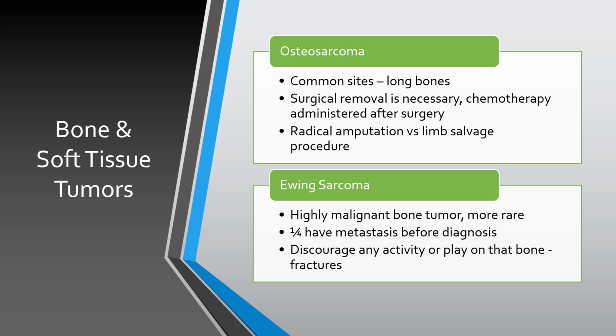Ewing sarcoma is also listed there. It's a highly malignant bone tumor, usually more rare. A fourth have metastasis before diagnosis. We want to discourage any activity or play on that bone because of increased fracture risk. I think the biggest thing with this is our teen concerns, right? Body image changes, self-esteem. They're going to complain of dull bone pain. Bones don't reproduce cells very quickly, so it's slow growing. So you may see a limp, you may see some gait issues with these.